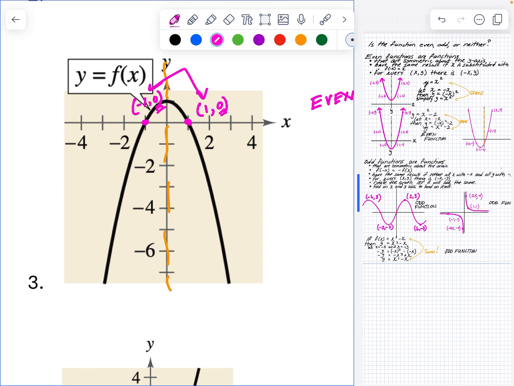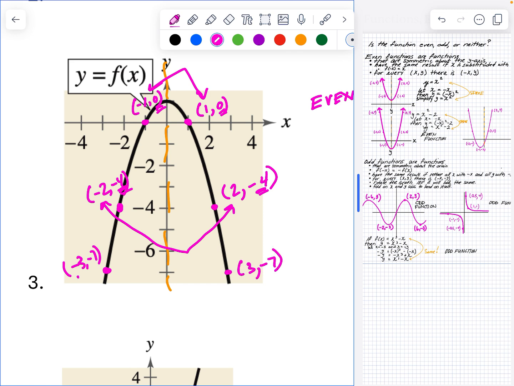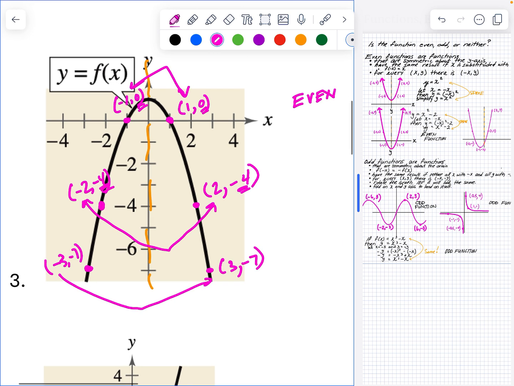So this point right here looks like the point -2, -4. So I should have over here the point 2, -4. In other words, the x's are opposites of each other, but the y's are the same. This point right here looks like it could be the point -3, -7. That would make this the point 3, -7. Again, the x's are opposites of each other, but the y's are the same. That makes it even.